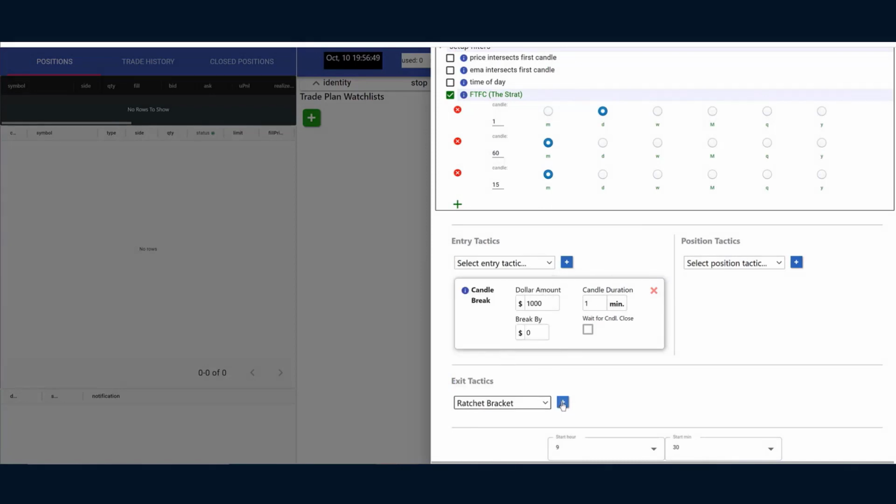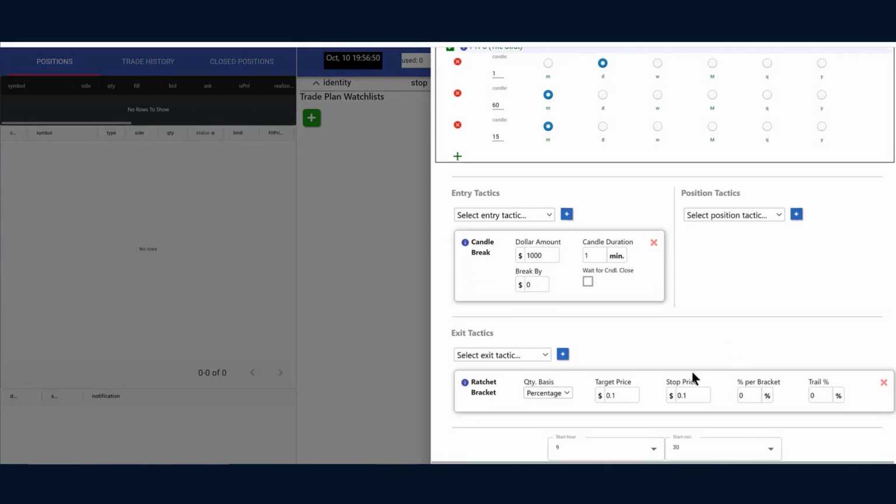With ratchet brackets, you can set some number of equidistant profit targets based on one of 3 quantity bases, and those orders will be placed. As each target is hit, the stop will ratchet up to protect the remaining position. Trade Unafraid users have universally agreed that they love ratchet brackets.